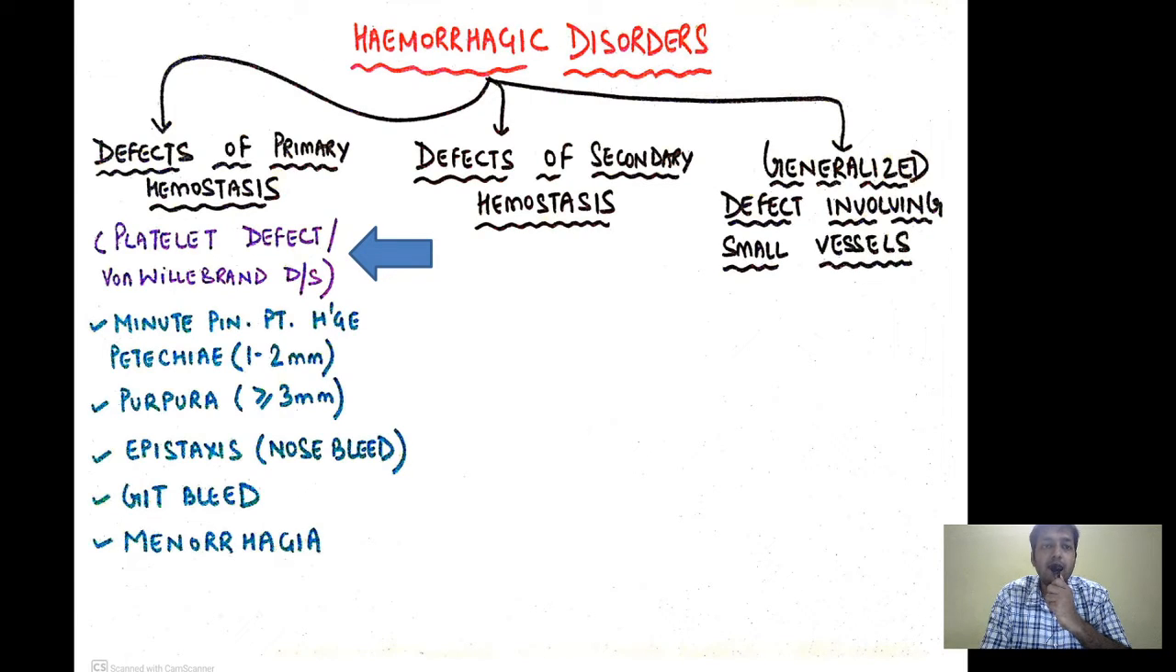Now, how do such disorders present? They are going to present with minute, very small pinpoint hemorrhage. These are called as petechiae, and the size ranges from 1 to 2 millimeters only. Secondly, they can present with purpura. Okay, so purpura are slightly larger as compared to petechiae. So they are more than equal to 3 millimeter in size and less than 1 centimeter in size. Sometimes purpura can be palpable. We call it as a palpable purpura. Also, patients of primary hemostasis can present with epistaxis, that is nose bleeding, or they can present with bleeding in the gastrointestinal tract, or they can present with menorrhagia.